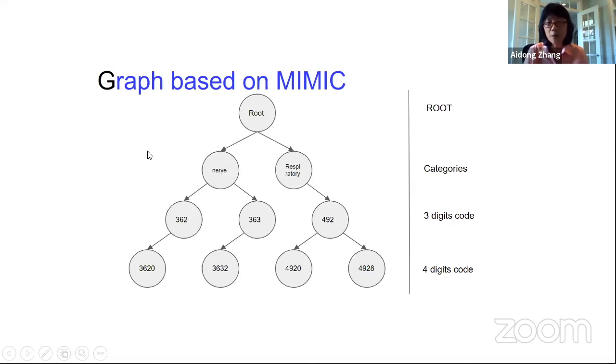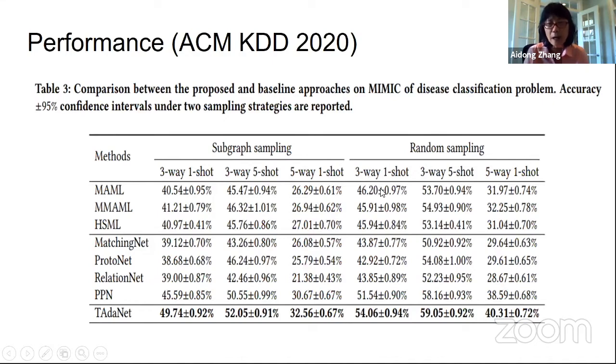This kind of prior knowledge can be used in the machine learning model to make a better prediction. So we used these graphs and experimented with our approach, and this is going to be presented at the KDD conference happening next week. So we use the Mimic data with the graph, and you can see our approach at the bottom.